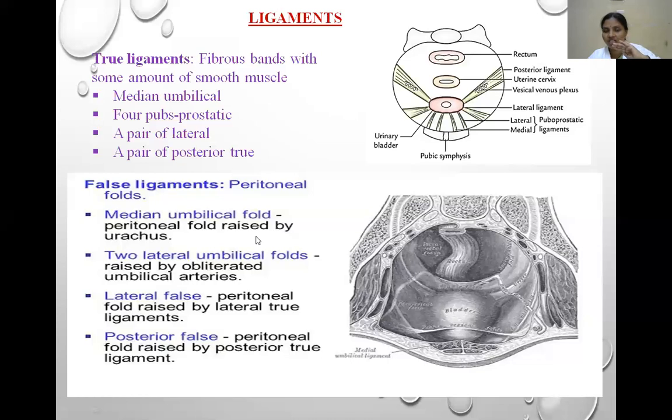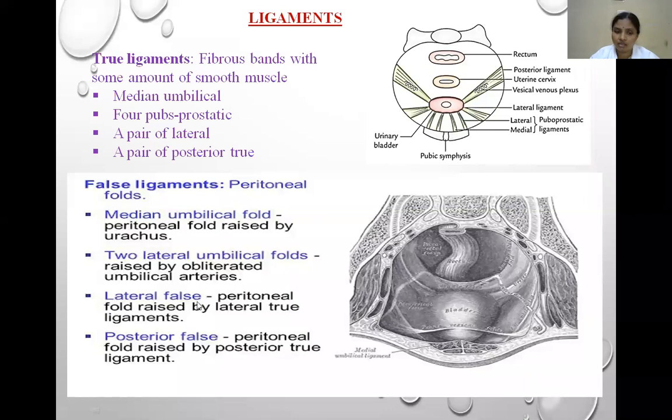What is that ligament? Median umbilical ligament. Then immediately on either side, two lateral umbilical folds which contain the obliterated part of the umbilical arteries. The proximal part is represented by the superior vesical artery, and the distal part is obliterated immediately after birth. So what is that? The obliterated part represents the median umbilical ligament. Okay.